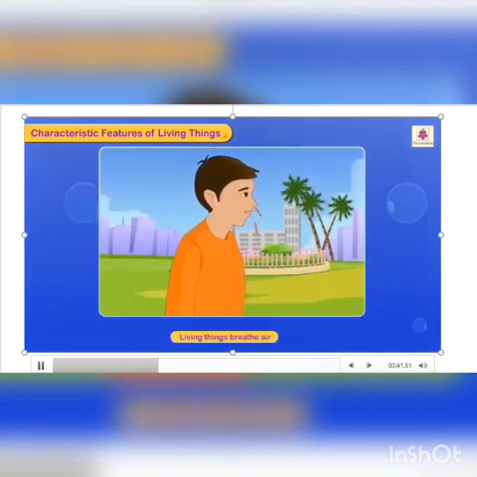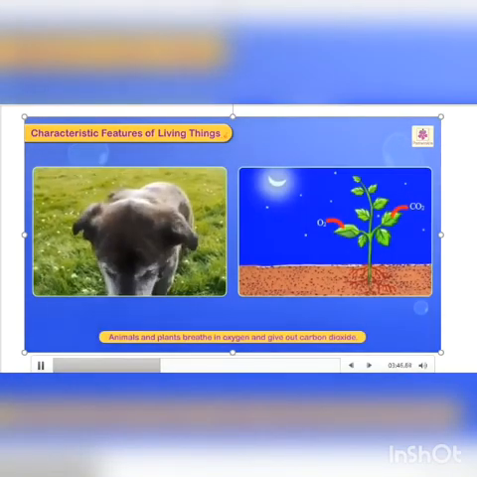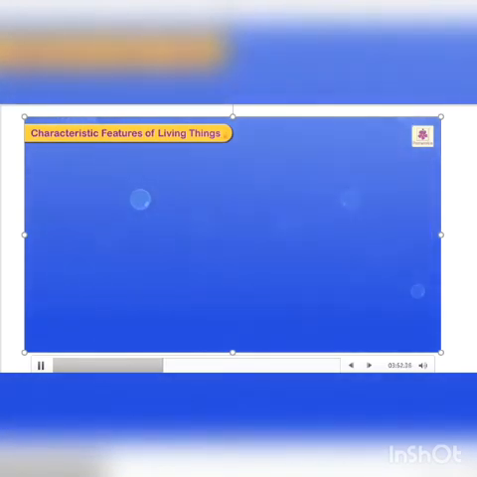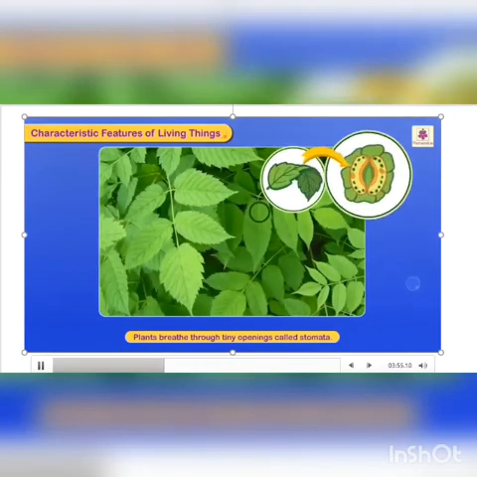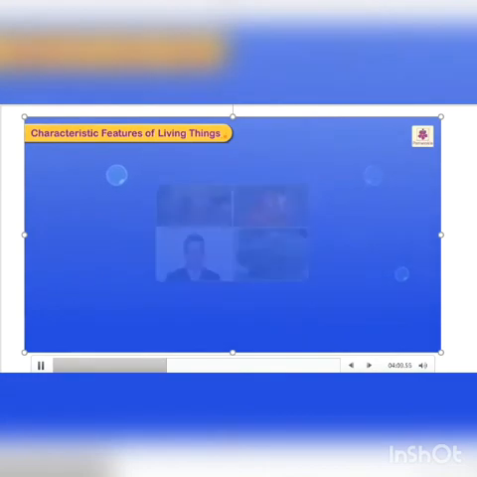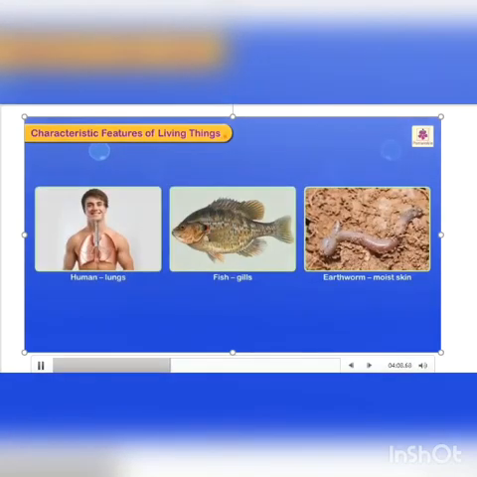Living things breathe air. Animals and plants breathe in oxygen and give out carbon dioxide. Plants breathe through tiny openings called stomata. Animals use different types of organs for breathing. For example, we breathe through lungs, a fish breathes through the gills, and an earthworm breathes through moist skin.